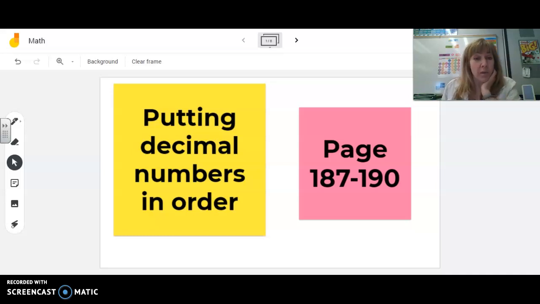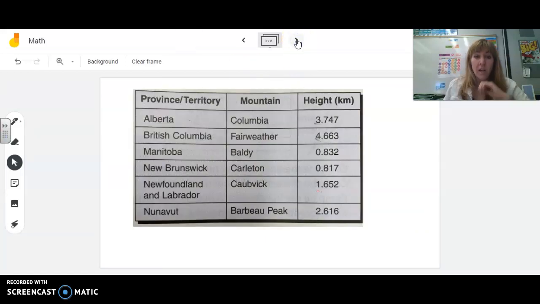Okay, so the topic for today in math is putting decimal numbers in order from smallest to largest. It's using your textbook on page 187 to 190. So you don't have to go get it now, but that's where I'm getting these examples from. Okay, so if I change pages, okay.